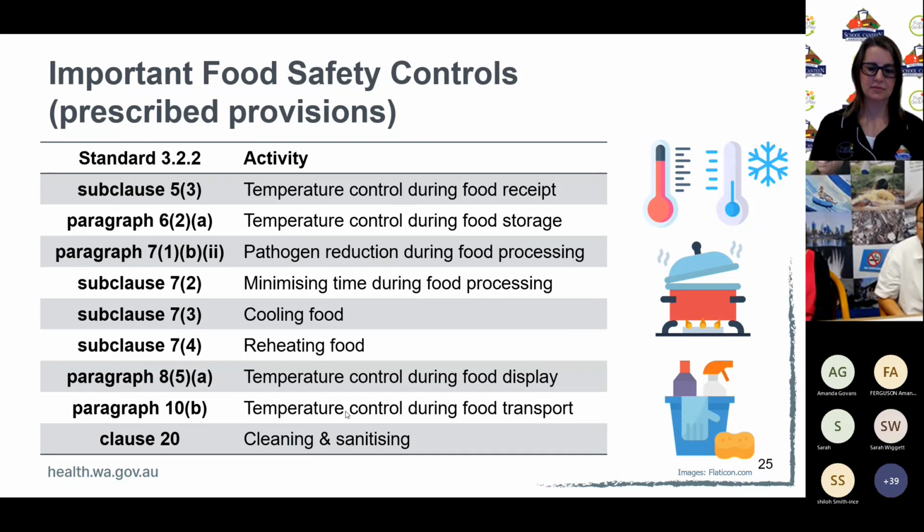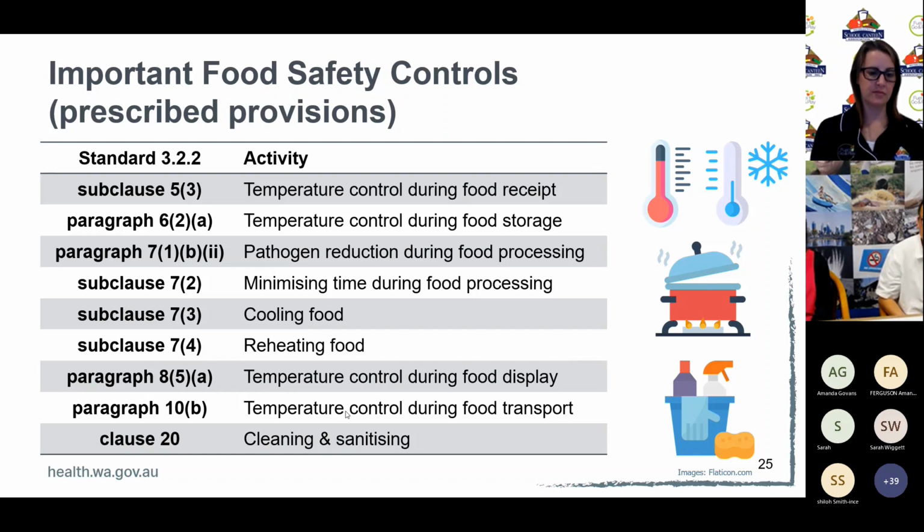So, temperature control during food display. Again, if you've got a bain-marie on site, you need to have the record to show that the temperature is being kept throughout the day. If food is being transported to another premises, most probably not so relevant for a canteen, but if you are receiving food, that will be the first prescribed provision. But if it is a facility where you manufacture food and then deliver it to another food premises, you also need to have maintained records to show that the temperature is controlled and maintained during the transport of that food.